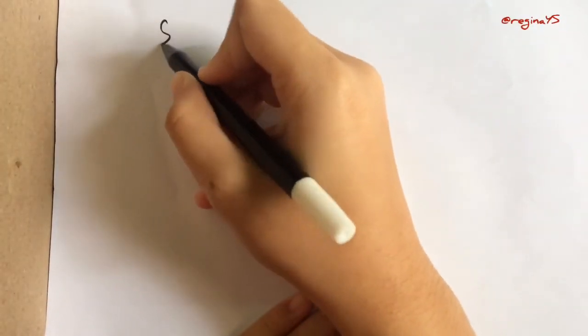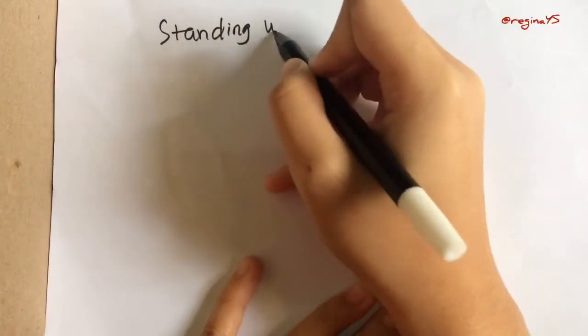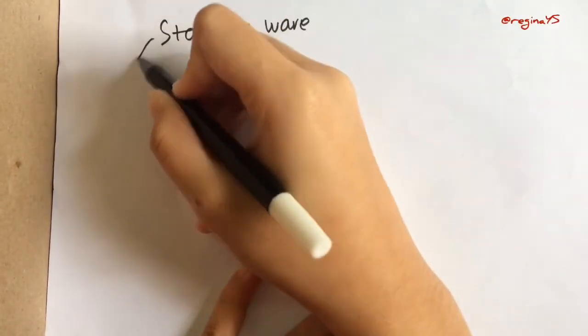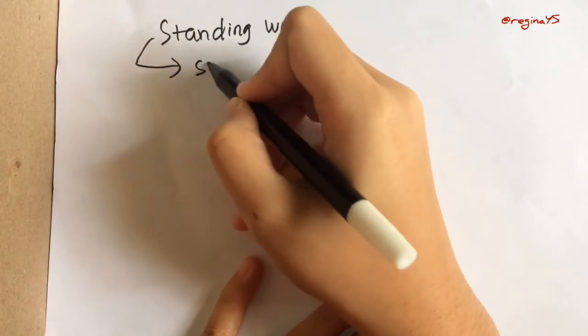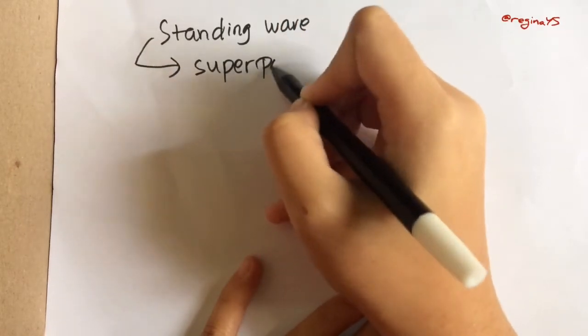Okay, so like I said before, today's material standing wave has two kinds, which are bound end and free end. But in this video, you will only learn about bound end, right? But before that, you have to know what is standing wave, right? So, standing wave is a wave that happens because there's superposition.